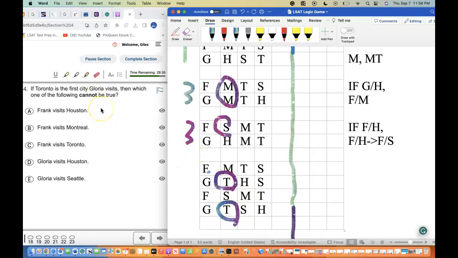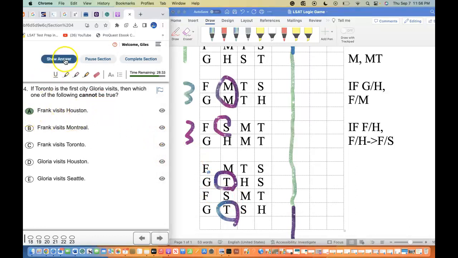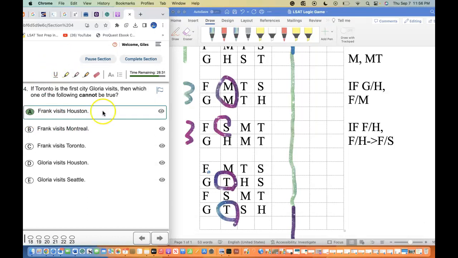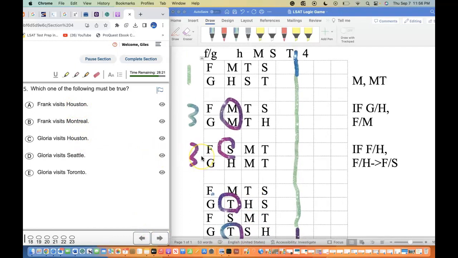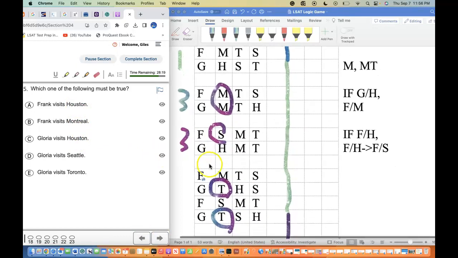Okay, Frank visited Houston. Now I don't see that anywhere, so let's go ahead and pick that one right there. And we got that one correct. Which you found must be true. Frank visits Houston. I don't really see that. Frank visits Mount Rose. I do see that.